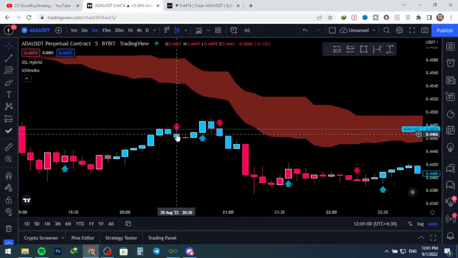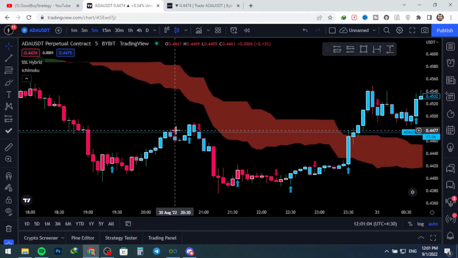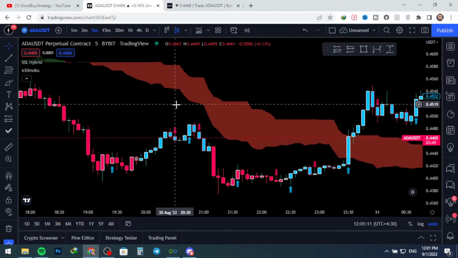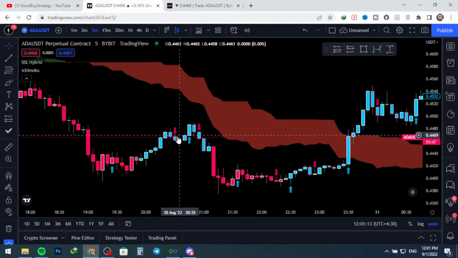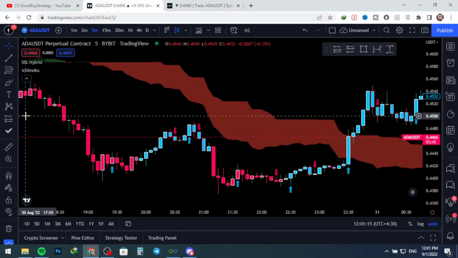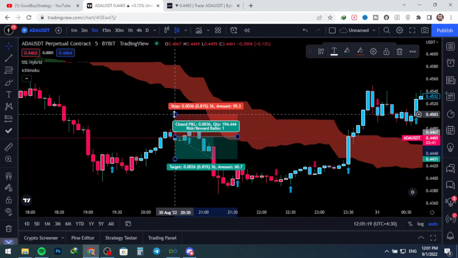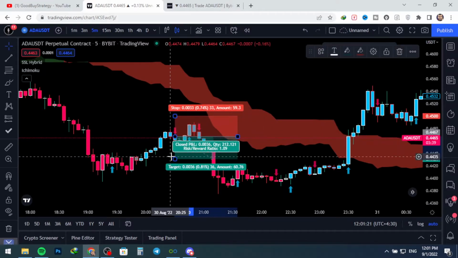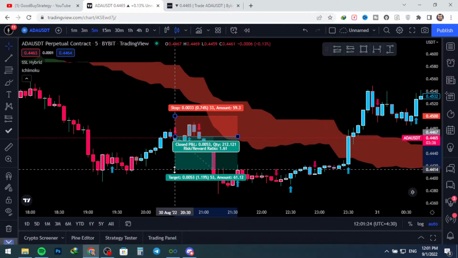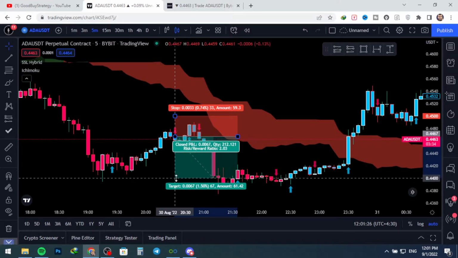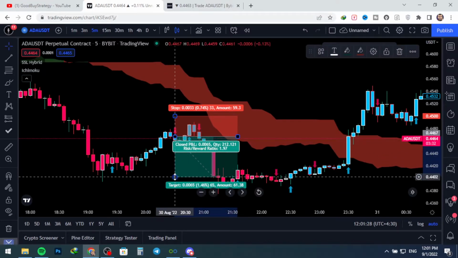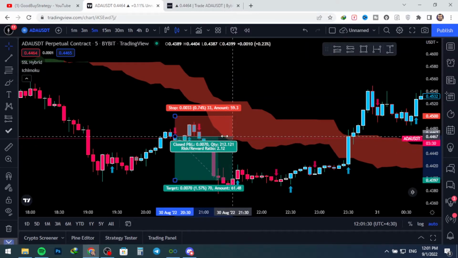Here we see the red arrow. If we see a red arrow above the candle and the candles are below the cloud, we can open a short position here. Okay, short position, close the candle, stop loss here, risk to reward ratio 1.5 or 2. Okay, here the target is taken.